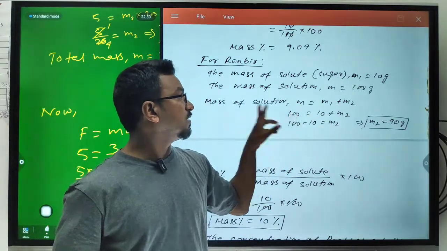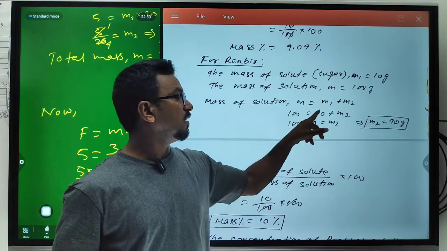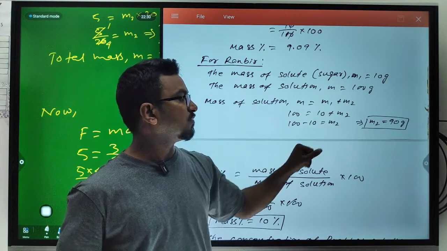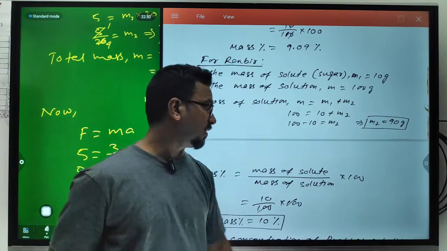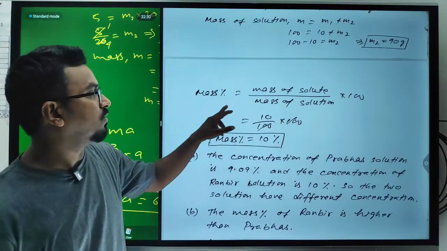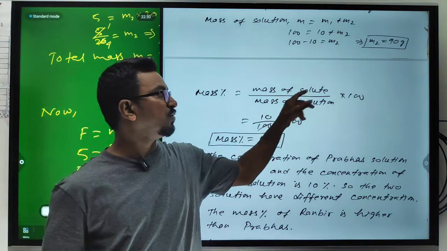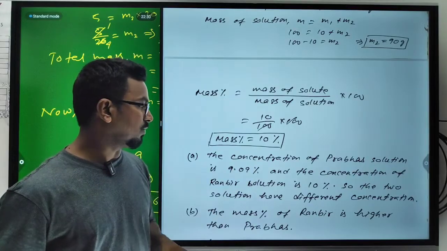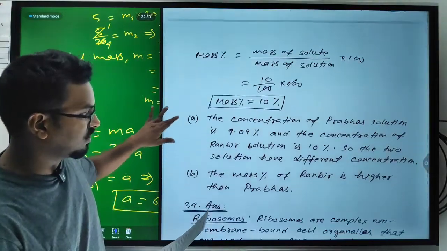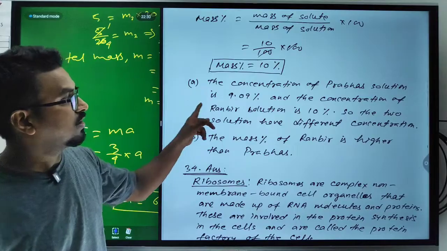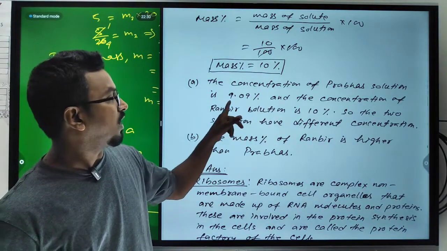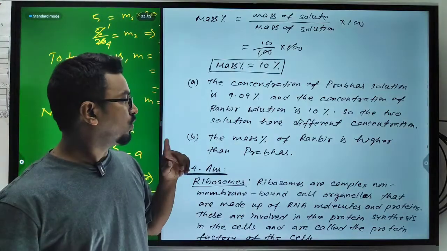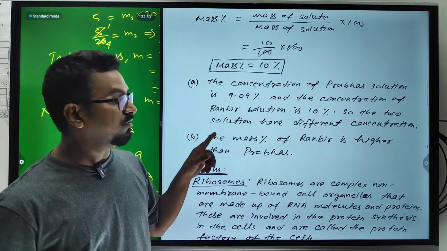So the mass of solution is given as 100 gram and the mass of solute is given as 10 gram. So the mass of solvent will be 90 gram. So to find the mass percentage, mass of solute divided by mass of solution into 100. If we solve this, we get 10%. So here the concentration is higher for Ranbir. The concentration of Probus's solution is 9.09 and the concentration of Ranbir's is 10. So the two solutions have different concentrations.